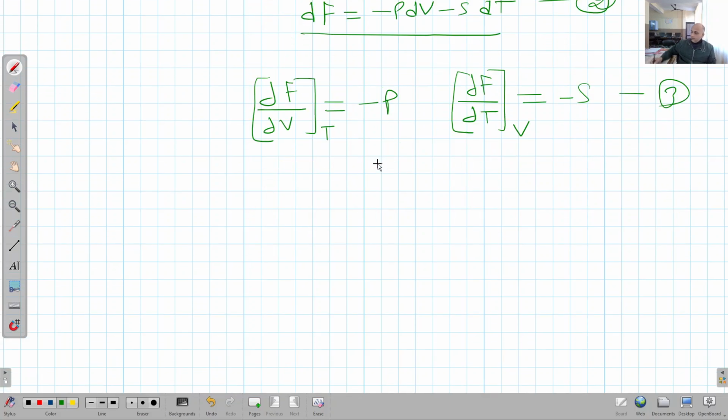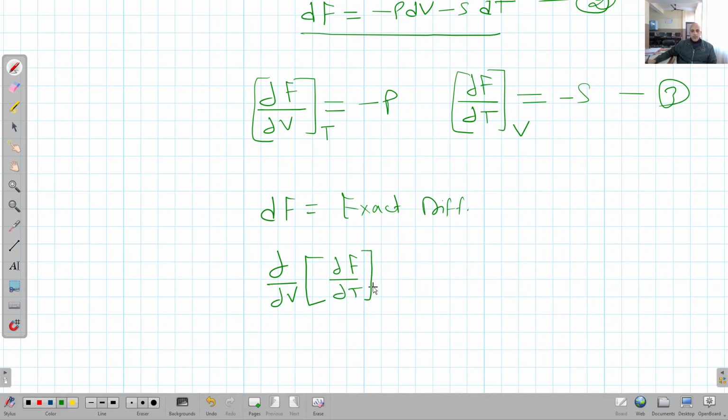Again, the same thing, as dF is an exact differential, it must obey Euler's equation, that is ∂/∂V of (∂F/∂T) at constant V must be equal to ∂/∂T of (∂F/∂V) at constant T. Clear? This is equation number 4. Clear? For this particular relation, right?